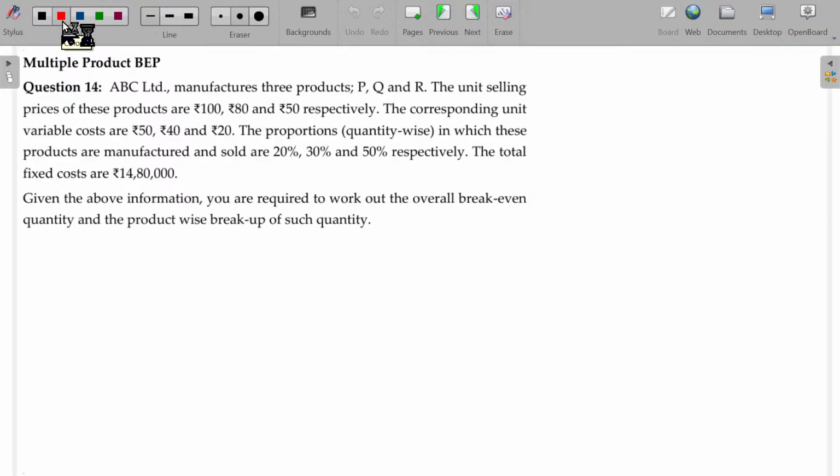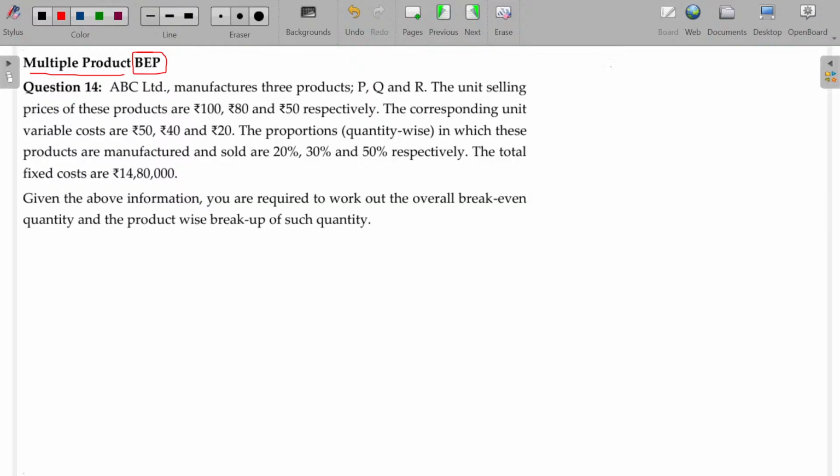Now, until now we have found out the BEP if we have only one product. Here we will have multiple products, 2 or 3 products. How can we arrive at the BEP? Let's try to solve this illustration so that you will be able to understand this one.